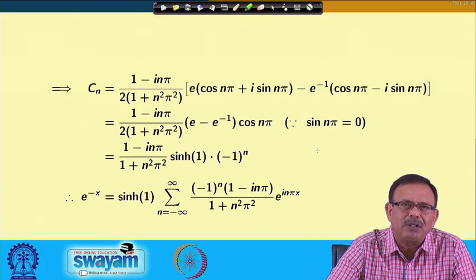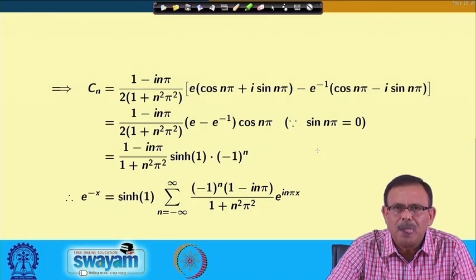So e^(−x) is equal to sinh(1) times the summation from minus infinity to infinity of this quantity. In this way I can find out the complex Fourier form of this.